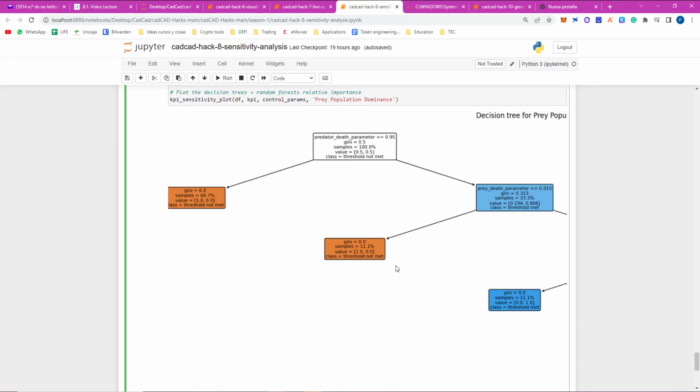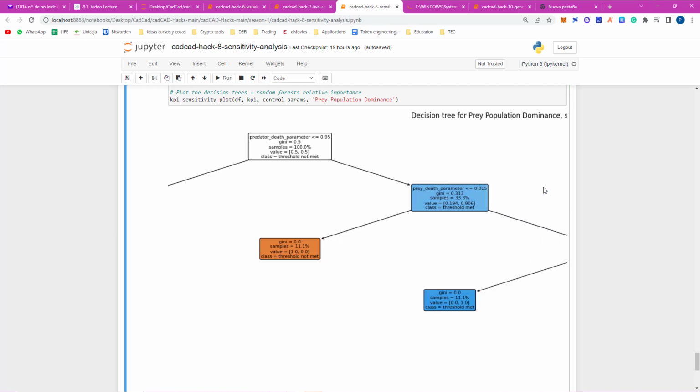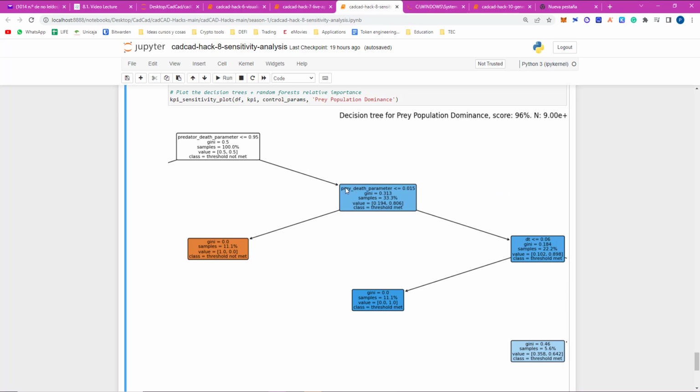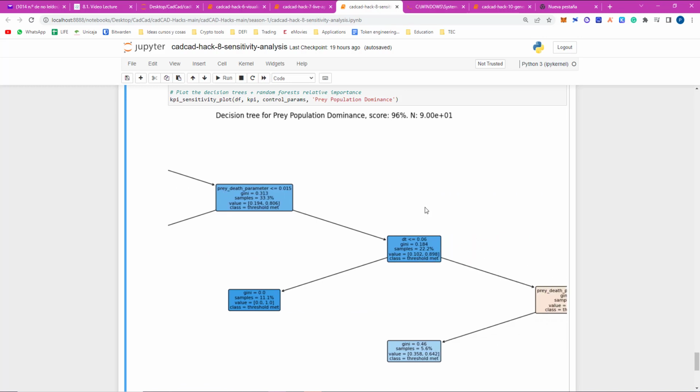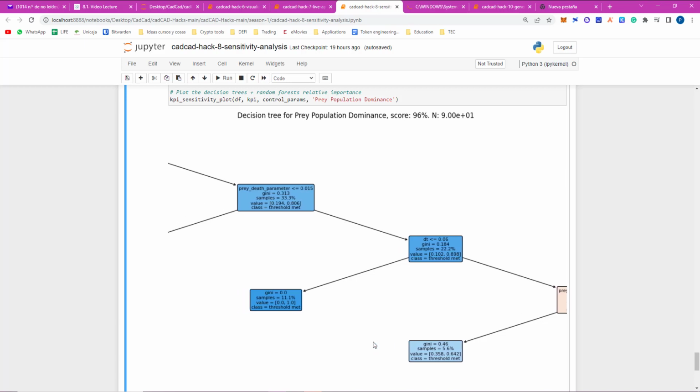So I do get a little bit confused about the tree, but at least you can check more or less that here you are indicated that the prey death parameter seems quite relevant. The DT with these numbers is also relatively relevant, and this one I actually don't understand very much. Gini is basically a concentration parameter.